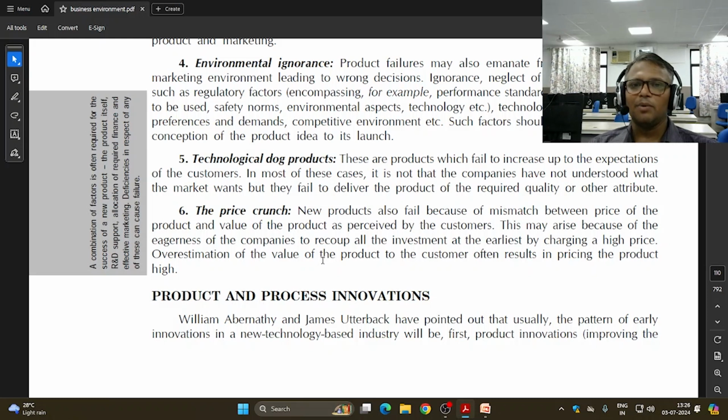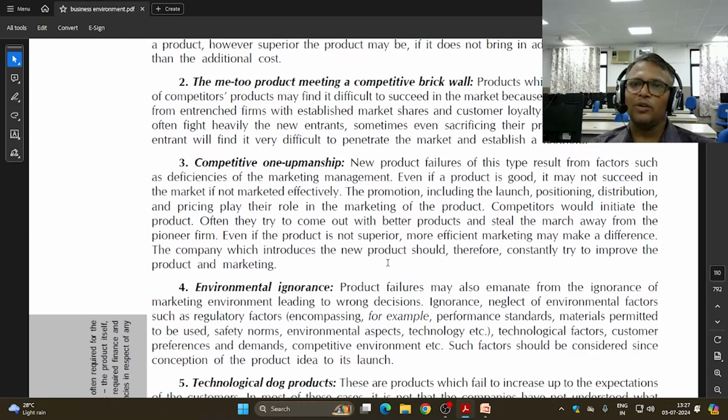And the last is the price. A new product also fails because of the mismatch between the pricing of the product and the value of the product as perceived by the customers. Remember, as perceived by the customers. This may arise because of the eagerness of the companies to reach out for investments at the earliest by charging a high price. Thus, the overestimation of the value of the product to the customer often results in pricing the product high. So I'm repeating all these 6 points quickly for you again.